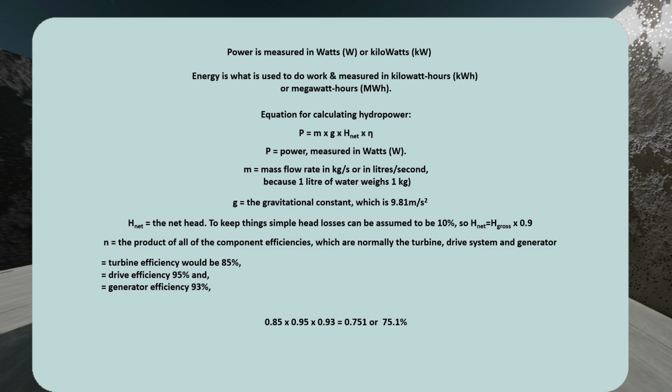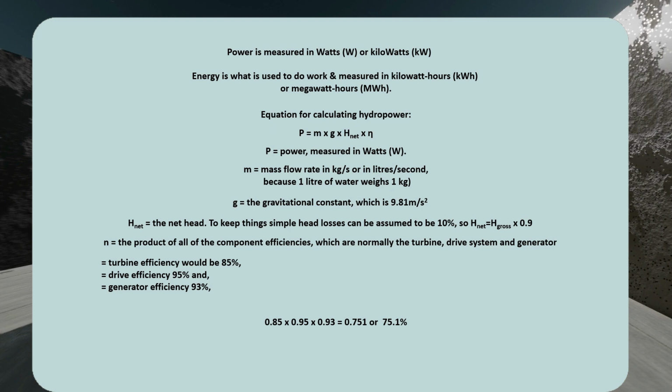Power is the rate of producing energy. Power is measured in watts or kilowatts. Energy is what is used to do work and is measured in kilowatt hours or megawatt hours. In simple terms, the maximum hydropower output is entirely dependent on how much head and flow is available at the site.